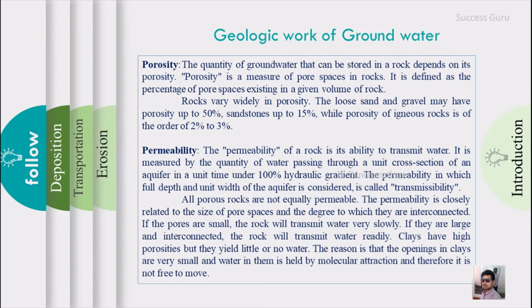All pore spaces are not equally permeable. For example, the permeability is closely related to the size of the pore space and the degree to which they are interconnected. If the pores are small, the rock will transmit water very slowly, and if they are larger and interconnected, the rock will transmit water readily.